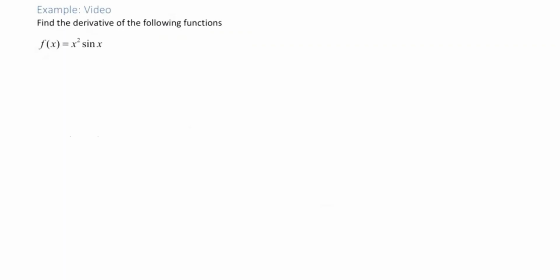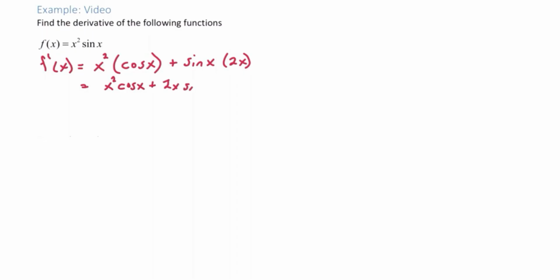For example, let's find the derivative of x squared sine x. Notice that we need to use the product rule. So we have the first times the derivative of the second. The derivative of sine x is cosine x, plus the second times the derivative of the first. We can rewrite this as x squared cosine x plus 2x sine x.